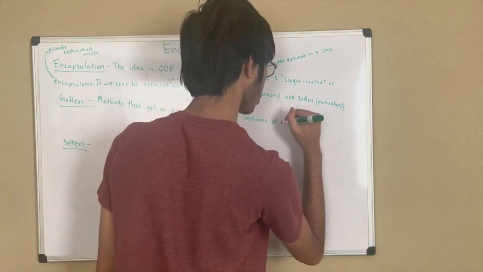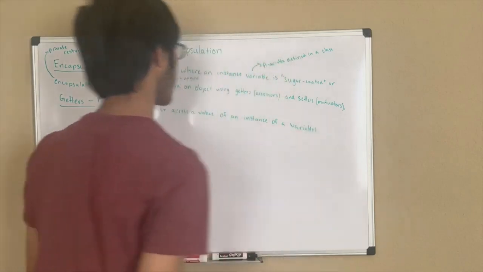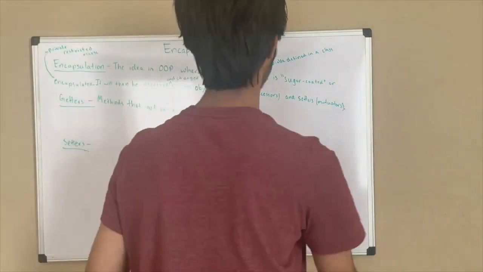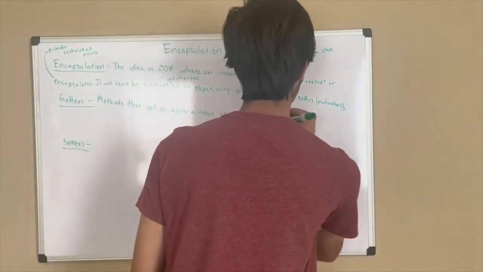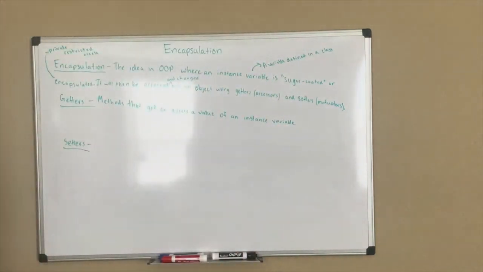Does that kind of ring some bells? That's why they're called getters and setters, right? Because they're just simply methods that get or access. Access is accessors, get is getters. So if you see it on the exam called accessors, just remember that it's just a getter because it just accesses the value of an instance variable. So, getters: methods that get or access a value of an instance variable.